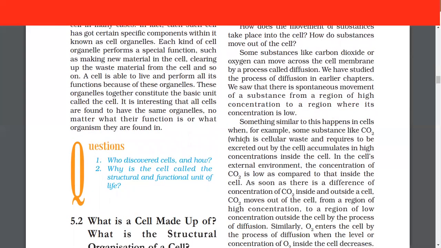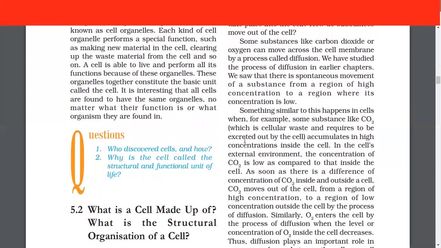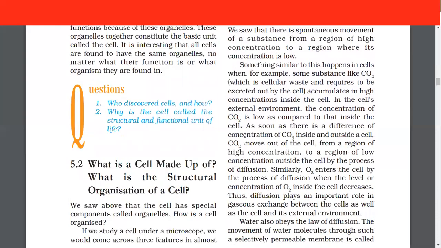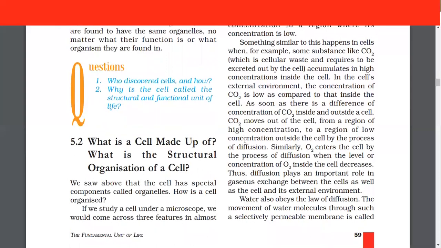Some substances like carbon dioxide or oxygen can move across the cell membrane by a process called diffusion. We have studied the process of diffusion in earlier chapters. We saw that there is spontaneous movement of a substance from a region of high concentration to a region where its concentration is low. Something similar to this happens in cells when, for example, some substance like CO2, which is a cellular waste and requires to be excreted out by the cell, accumulates in high concentrations inside the cell. In the cell's external environment, the concentration of CO2 is low as compared to that inside the cell.